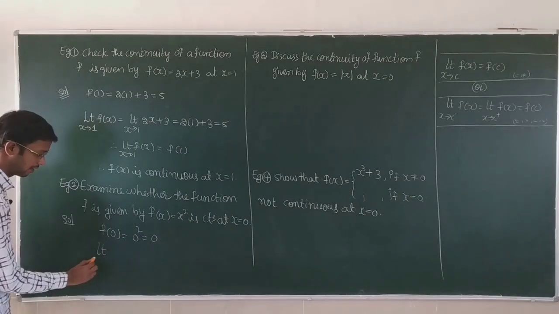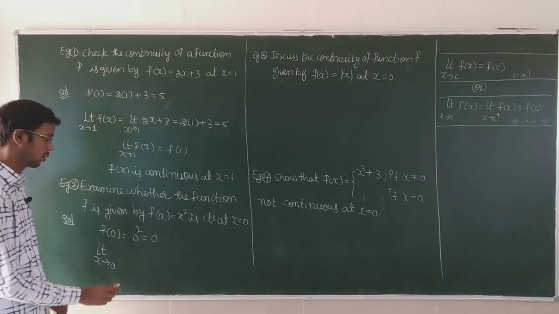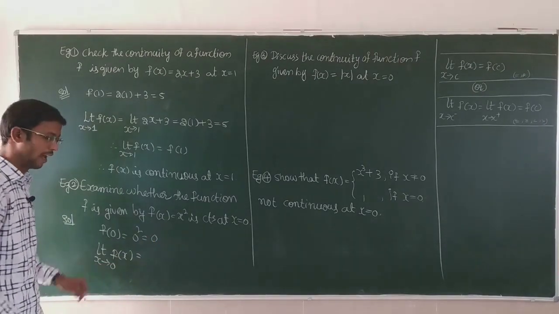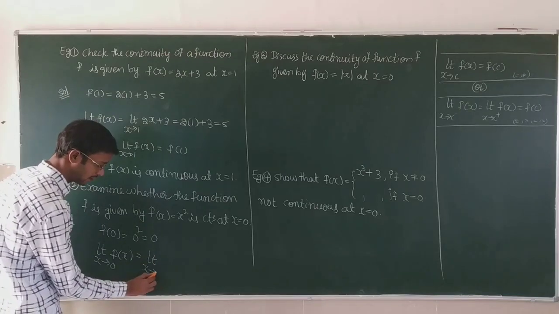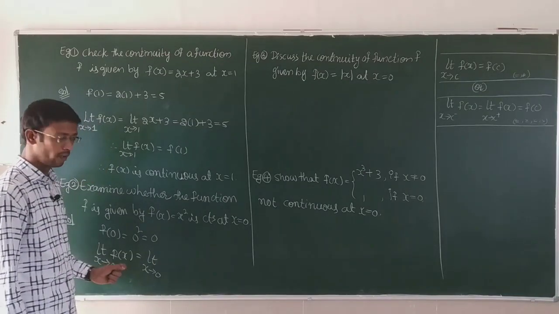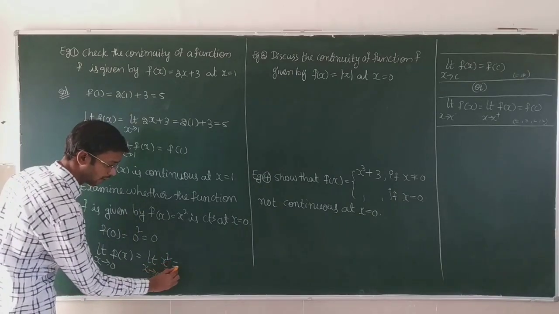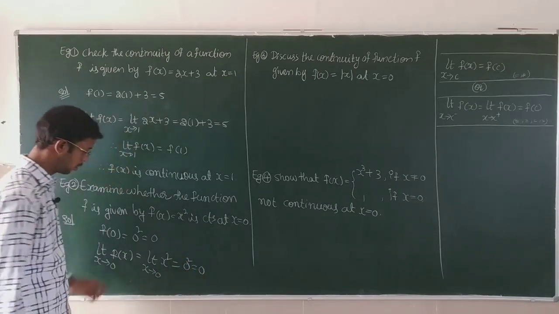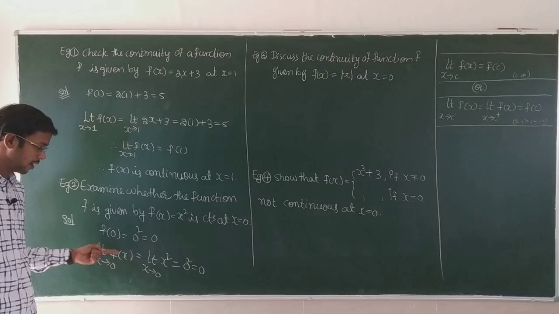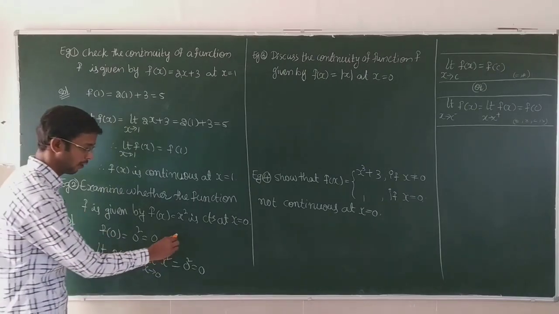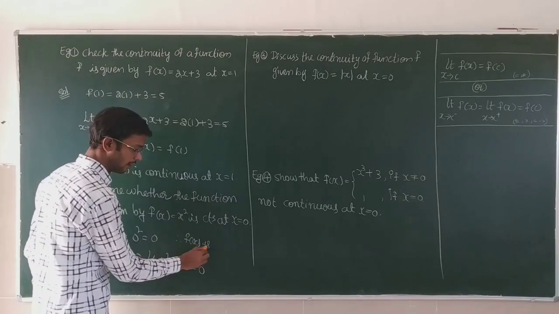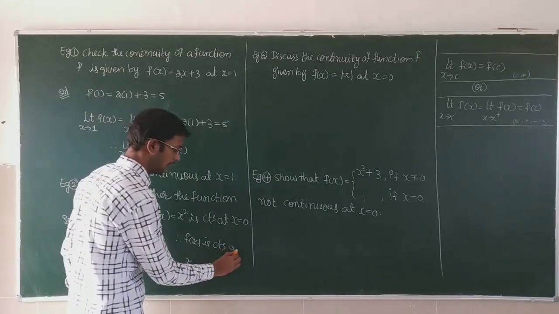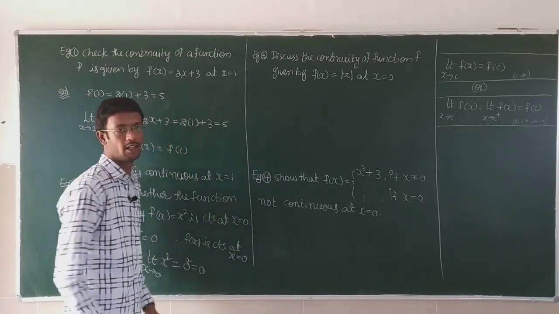Next, limit x tends to 0 of f of x. The f of x value is x square. So as x tends to 0, the value is 0 square, which is 0. Both are equal. Limit x tends to 0, f of x is equal to f of 0. Therefore, f of x is continuous. I am writing now CTS. That is nothing but continuous at x is equal to 0.